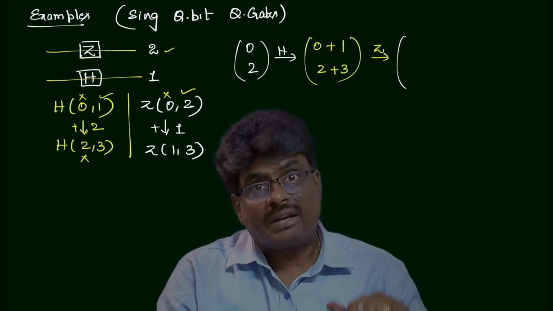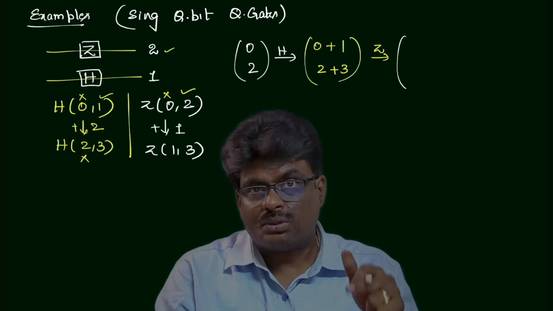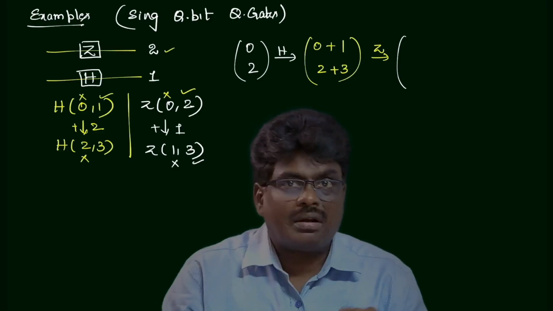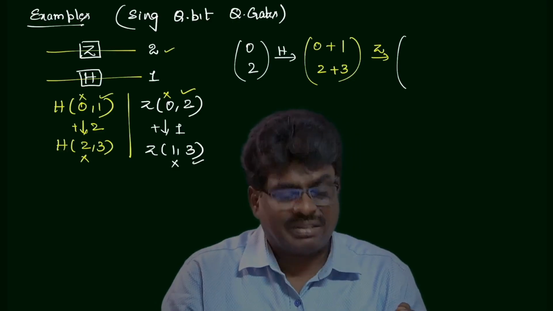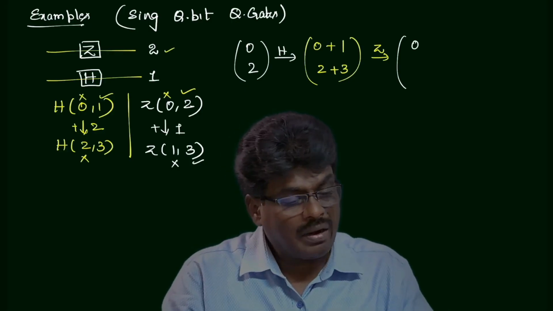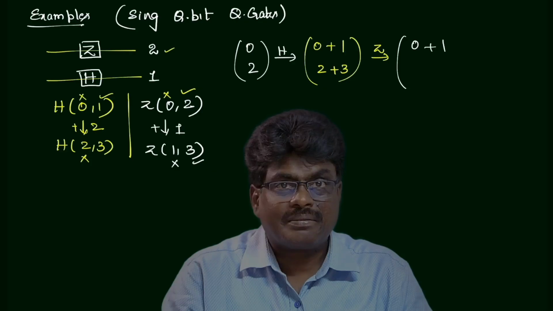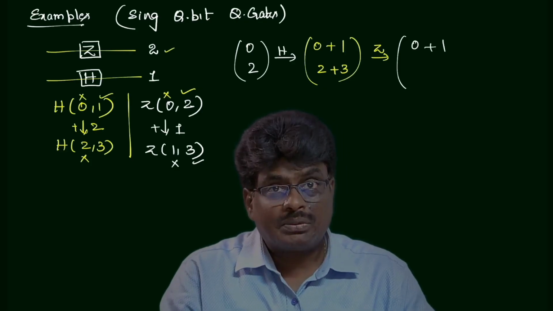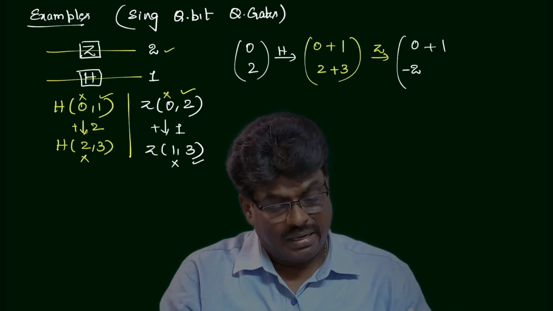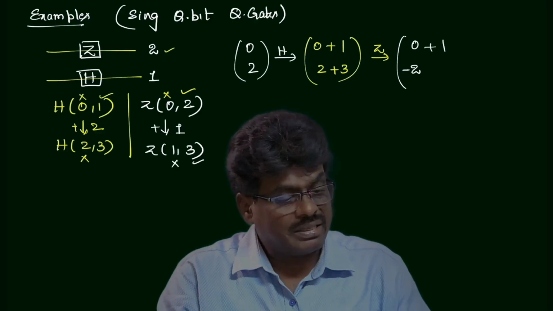Which states are in on state? It's very easy to observe. 2 and 3 are in on state. 0 and 1 are in off state. That's it. So here 0 is off, that's why 0 only. 1 is off, that's why 1 only. Next 2, it is in on state, that's why minus 2. And the next 3, it is in on state, that's why minus 3.